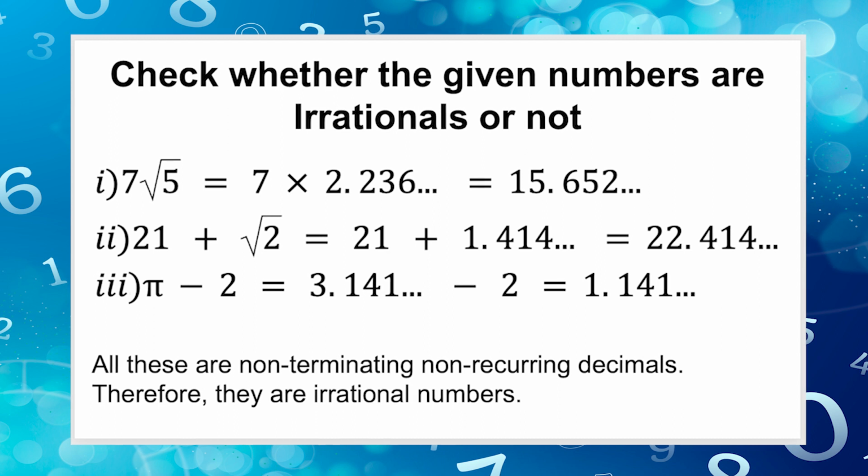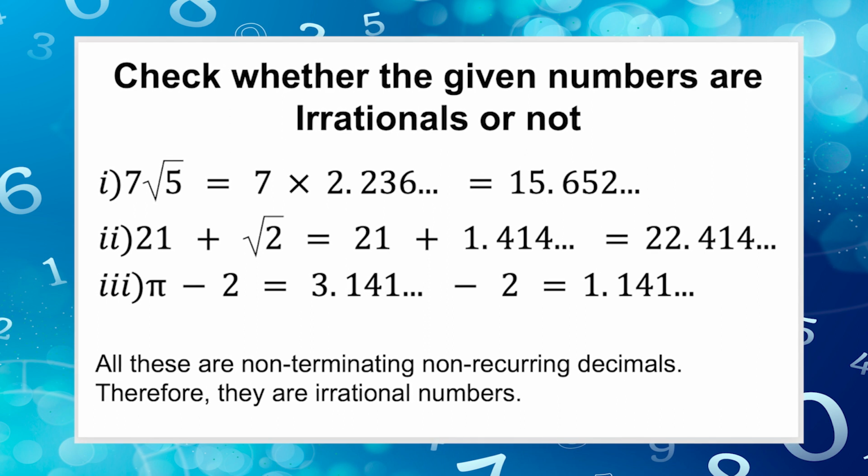First one is 7 root 5, which can be written as 7 into 2.236 and so on, which gives us 15.652 and so on. Can you tell whether it is terminating or non-terminating decimal? Now, here we can observe that the decimal expansion is a non-terminating and non-recurring decimal. Therefore, it is an irrational number.